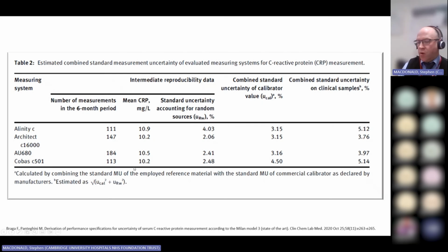So again, the group of Braga and Panteghini published this in 2020 for CRP assays. And you can see here that, first of all, thankfully, they took measuring the standard uncertainty for random sources at a clinically important level, so detecting subclinical infection at the level of 10 mg per liter. So we can apply this to the clinical use of the test.